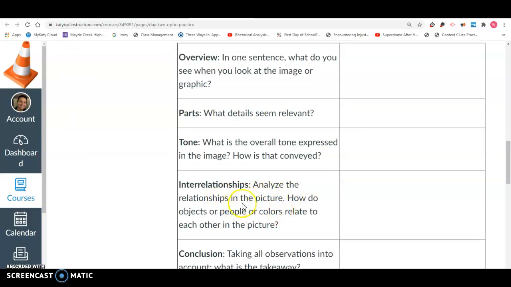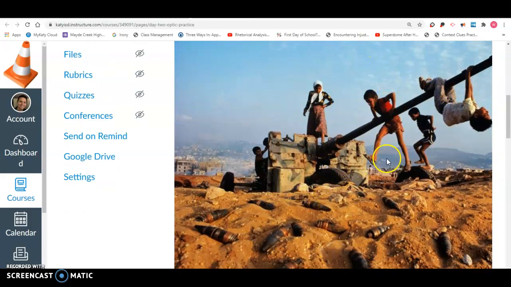And interrelationships. So when we look at the relationship between the kids and the parts that are on the ground, the relationship of where they're at, where is this in the world? Most likely, this is not in the United States. Most likely, my guess is somewhere in the Middle East. Again, some of those clues are the picture, the background, the clothing.